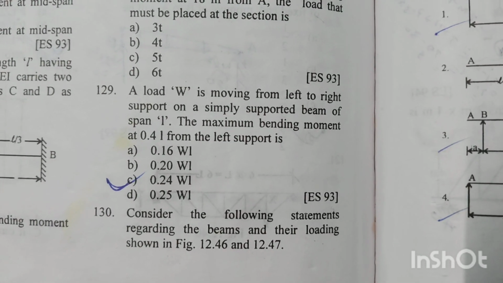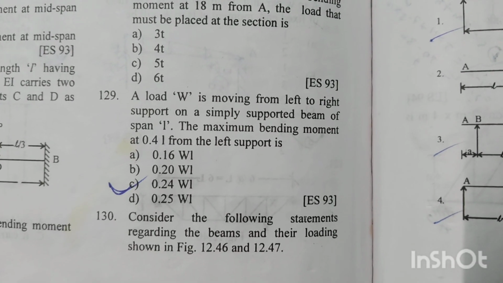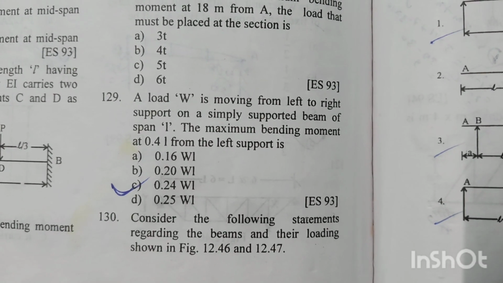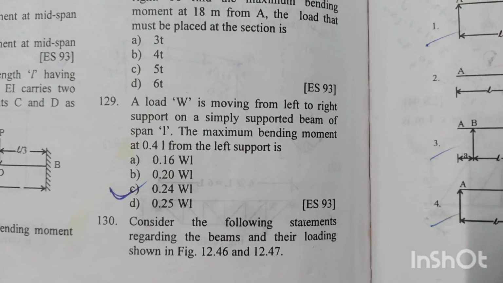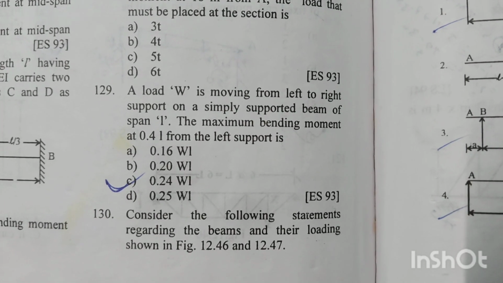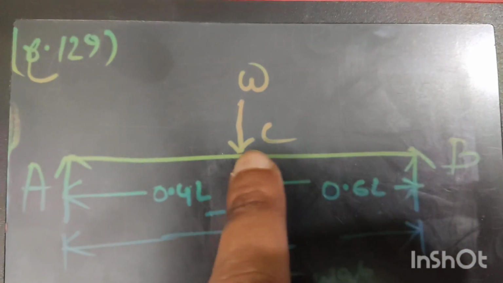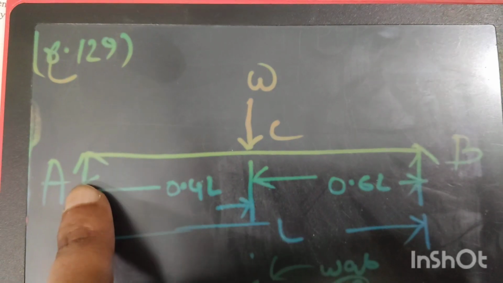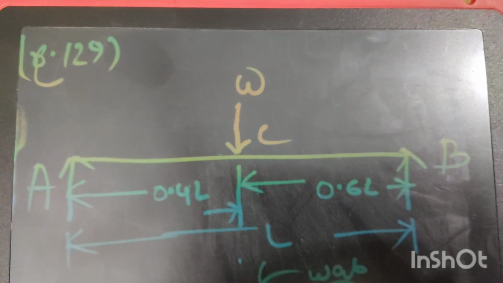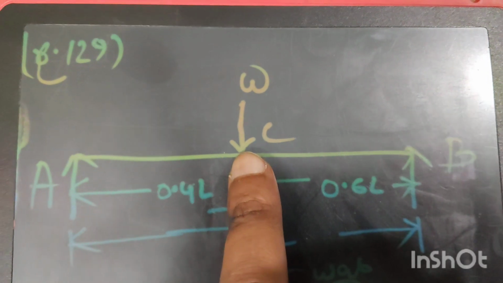Question number 129. A load W is moving from left to right support on a simply supported beam of span L. The maximum bending moment at 0.4 L from the left support is. So this is our simply supported beam AB, and a moving load W is acting at a point 0.4 L from the point A, and total length of the beam is L. Now we have to determine the maximum bending moment at point C.